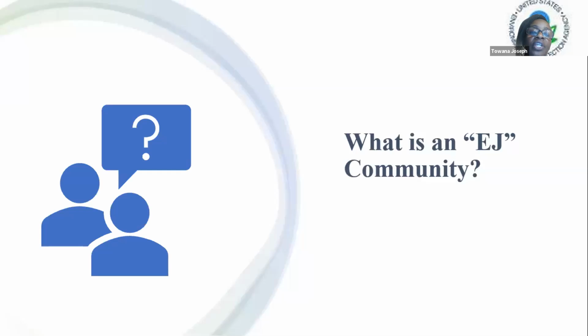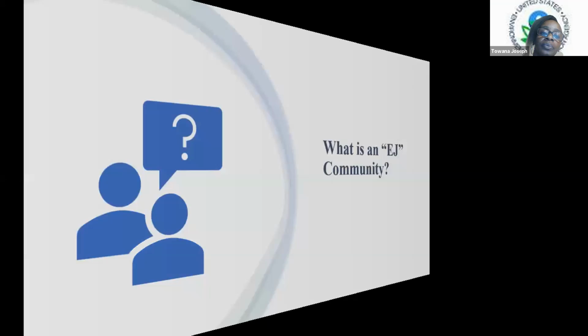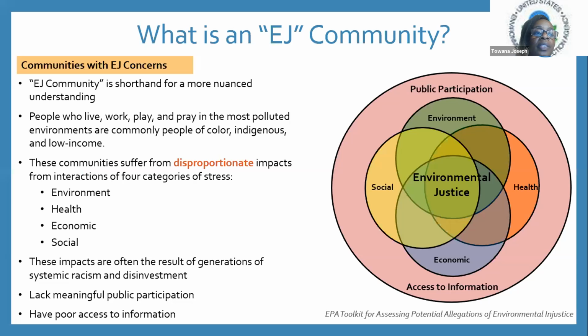So what is an EJ community? You may have heard the term EJ community, but that's just a short way of saying it. It's really communities with EJ concerns. It's where people who live, work, play, pray in the most polluted environments are commonly people of color, indigenous, and low income. These communities suffer from disproportionate impacts from interactions of 4 categories of stress: environment, health, economic, and social. These impacts are often the result of generations of systemic racism and disinvestment, lack of meaningful public participation.